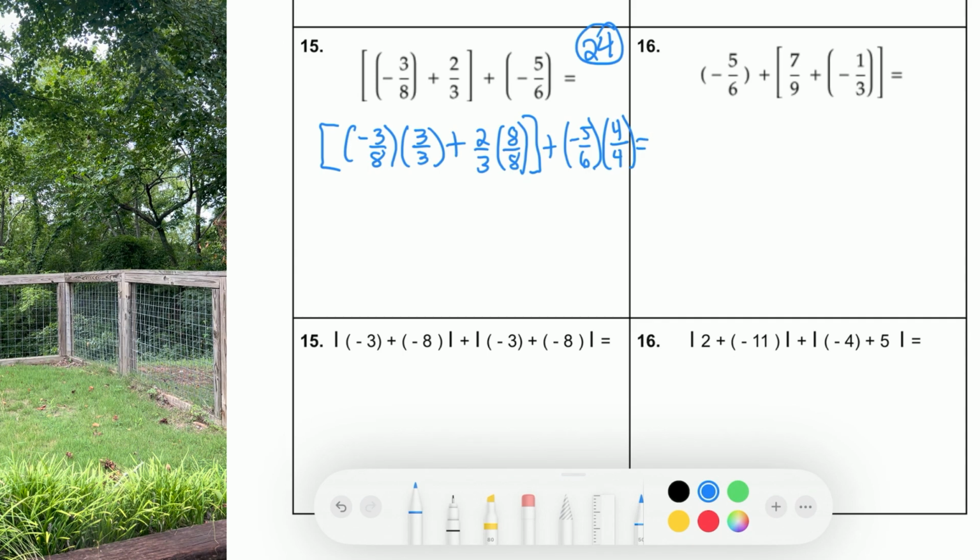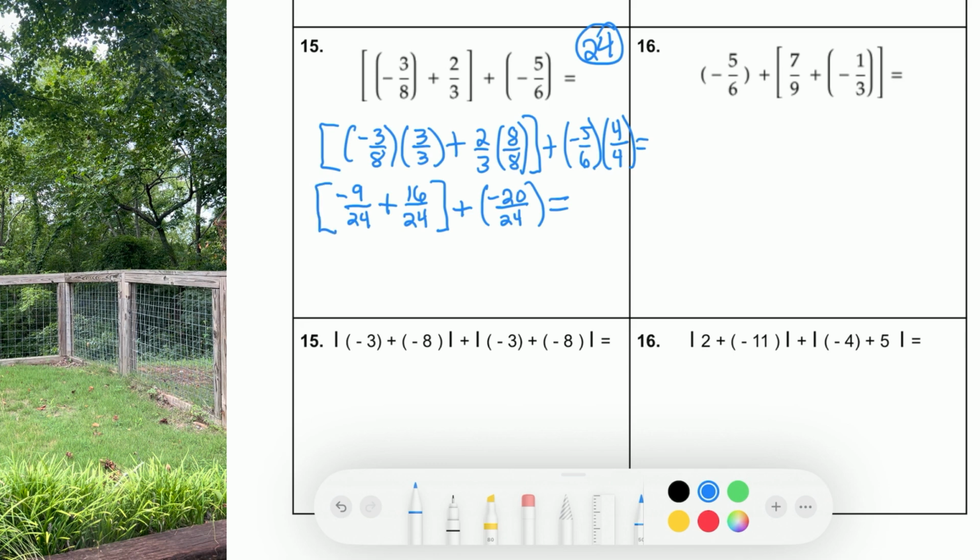All right. Negative 3 times 3 is negative 9. And then 8 times 3 is 24. 2 times 8 is 16. 3 times 8 is 24. Plus negative 5 times 4 is negative 20. 6 times 4 is 24. So now we have fractions with all the same denominators, and we can actually solve the problem.